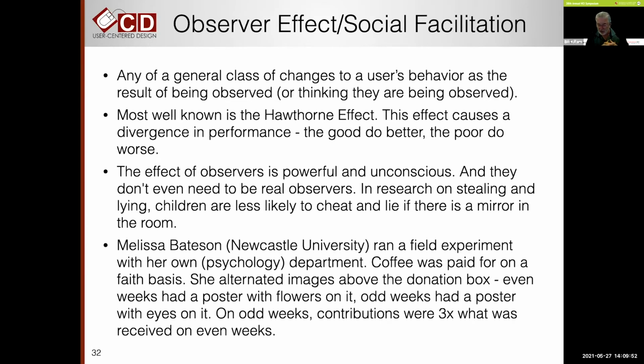Melissa Bateson at Newcastle did an experiment in her own psychology department where over top of the coffee and donut donation box, she would change the poster. And if the poster was a seascape or a tree or something, people donated at a certain rate. But if she put a poster up that had a picture of a person on it and they had eyeballs, or even an animal with an eyeball in it, then people contributed 3 times as much on the other weeks.